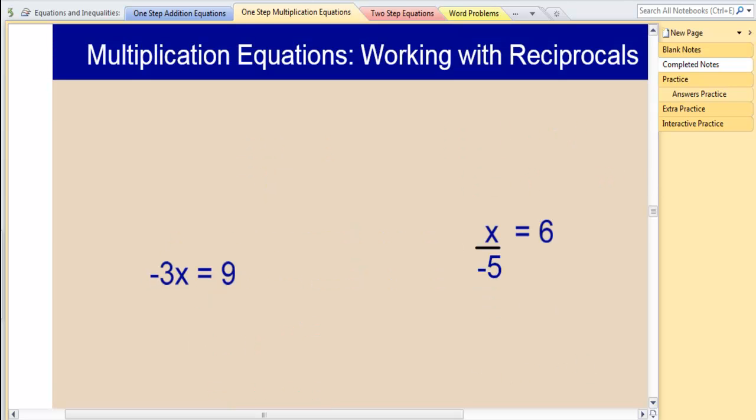Now I'd like you to try solving both of these equations. Be sure that with the division equation, you change it to multiplication. And for both equations, the way I want you to solve is to multiply by the reciprocal on both sides of the number that's being multiplied by your variable.